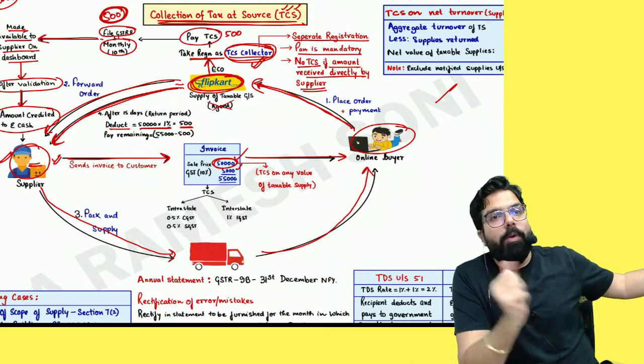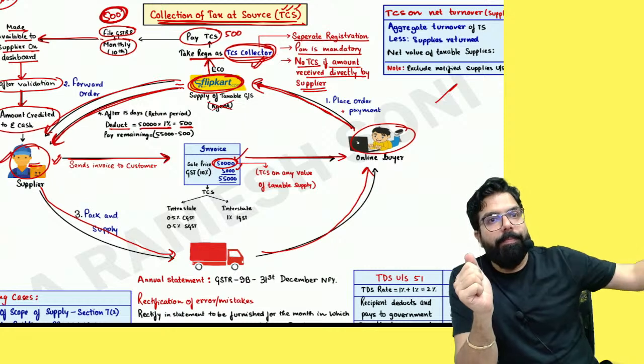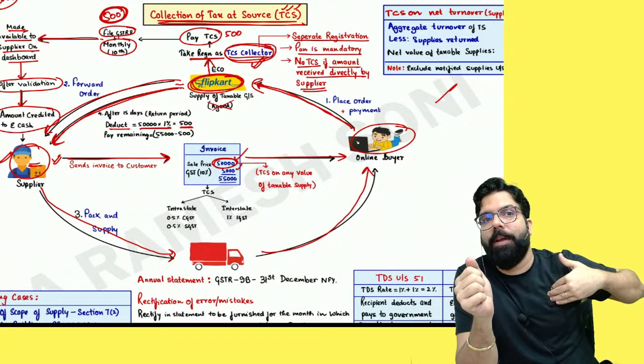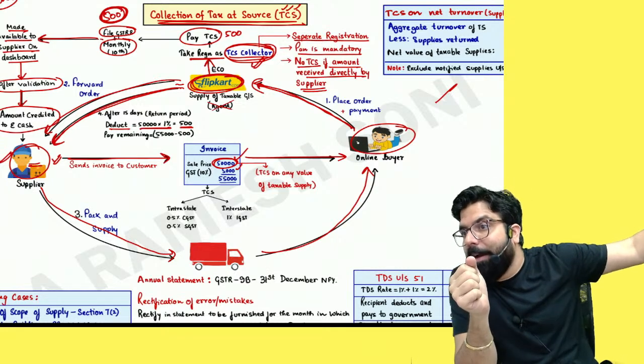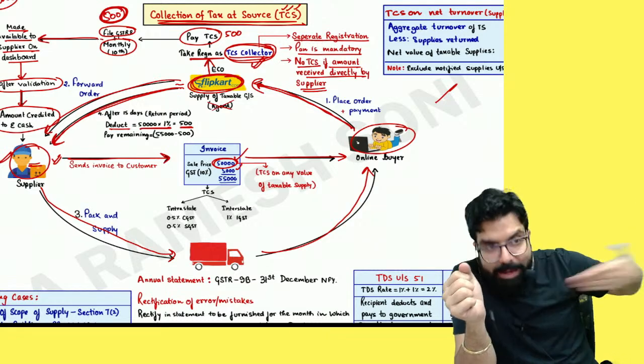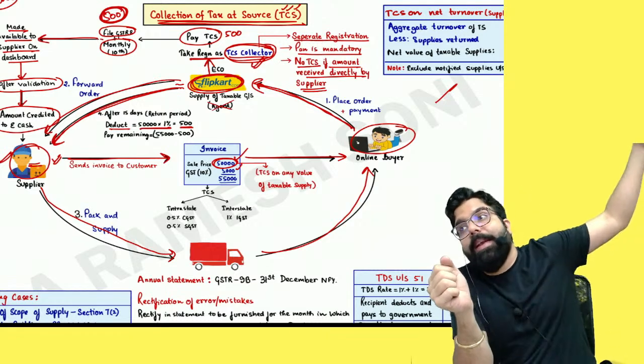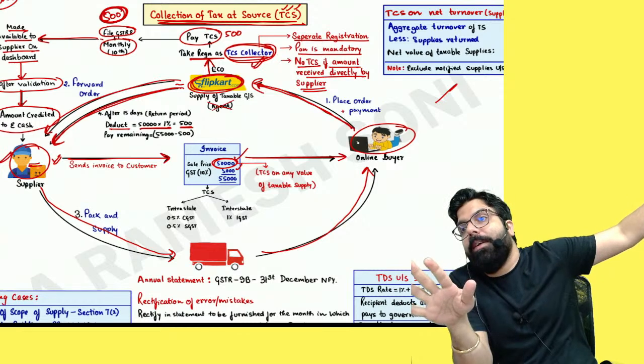I put my bike on OLX. One person saw the bike. I sold the bike. He made the payment to me. Did OLX ever collect the payment? I sold, I collected. When OLX never collected the payment, they will never deduct TCS.